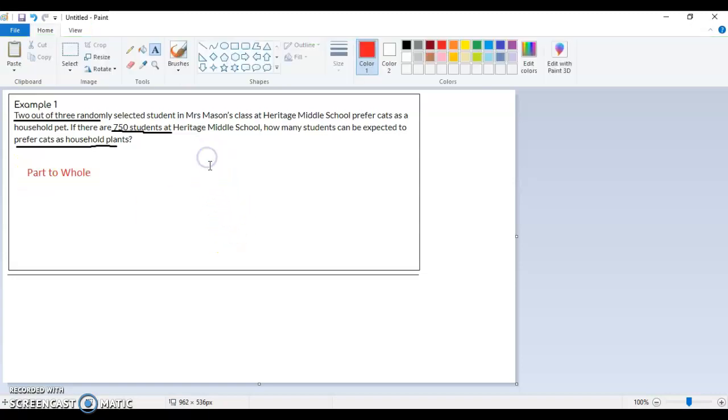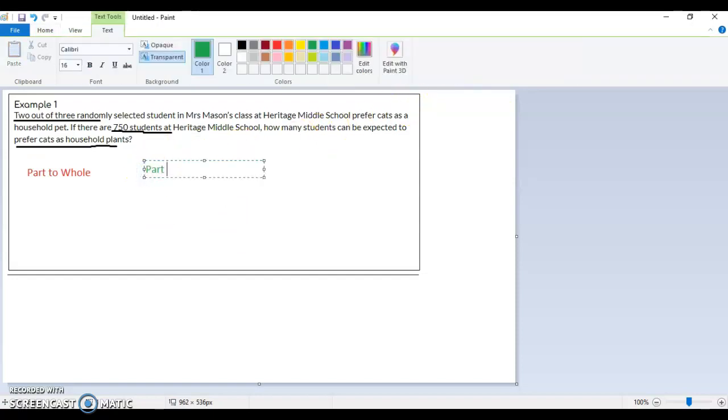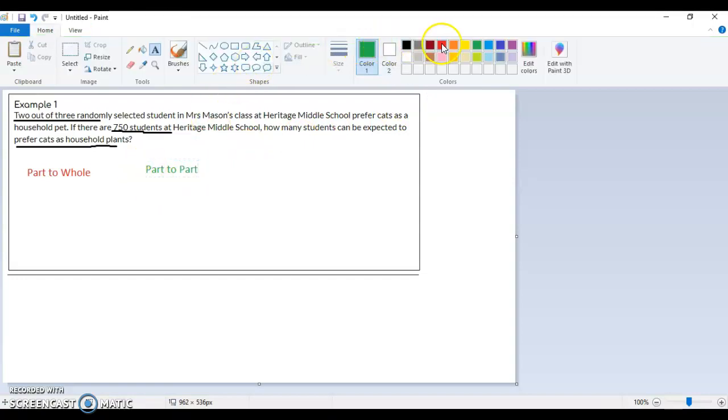Okay, please pause this and write it as a part to part. Okay, the part to part. The whole, part to whole was 2 to 3. Our part to part is 2, 3 minus 2 equals 1. So 1 part for our other. Okay, and they prefer cats. So I'm going to put a little C for cats.